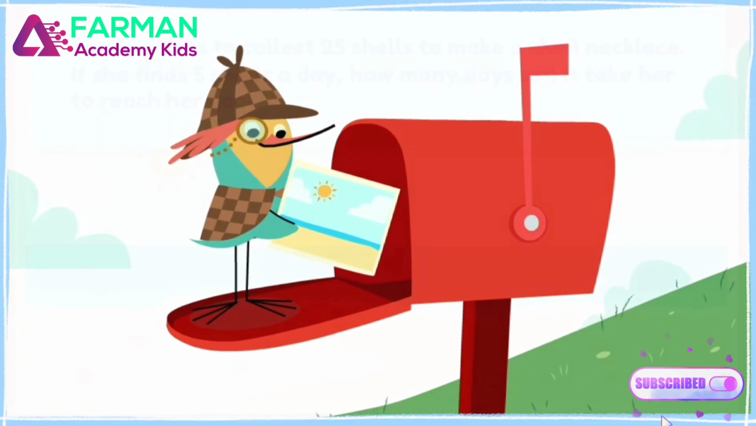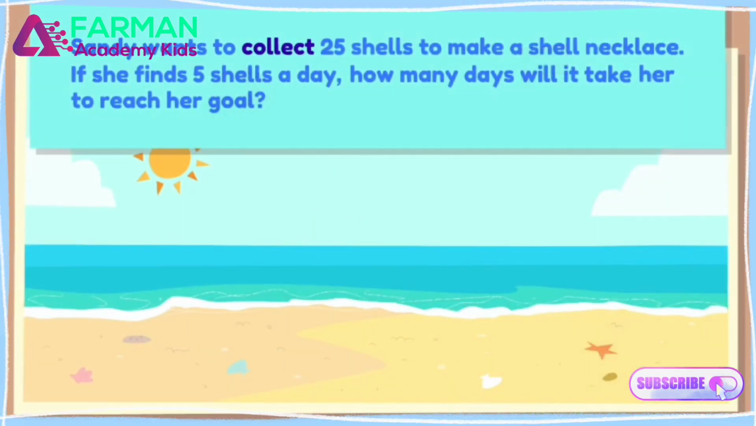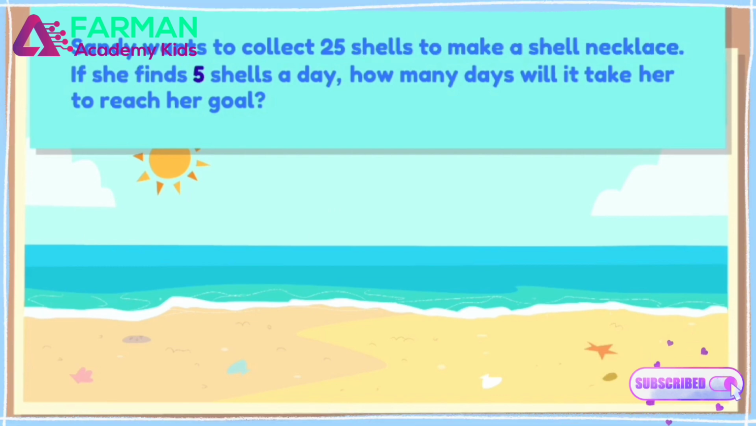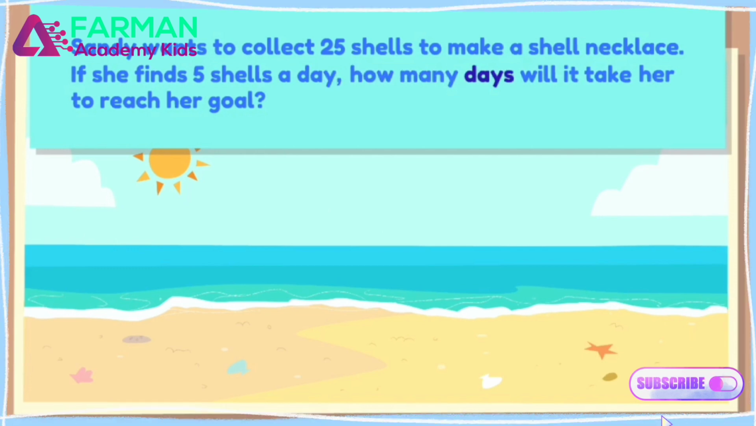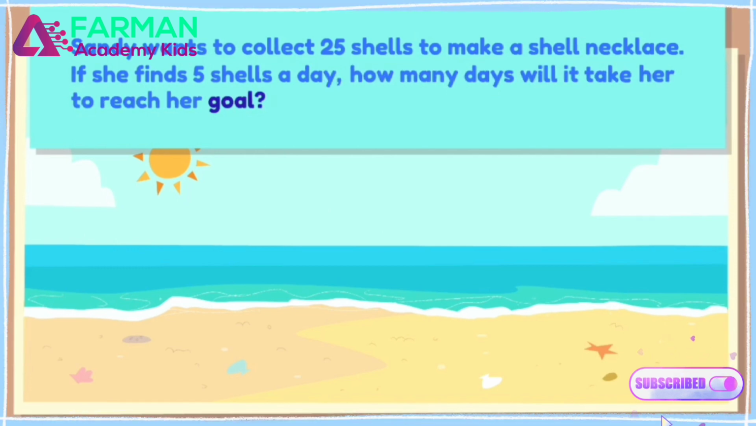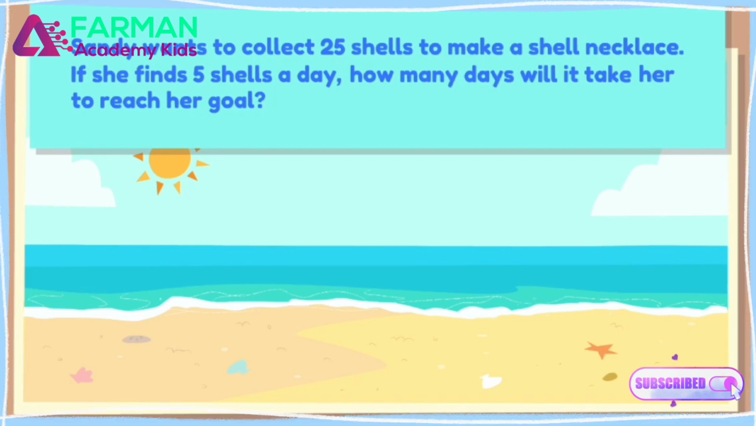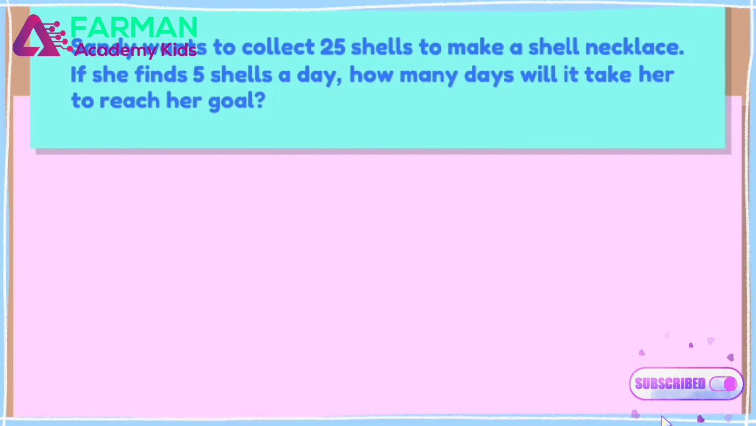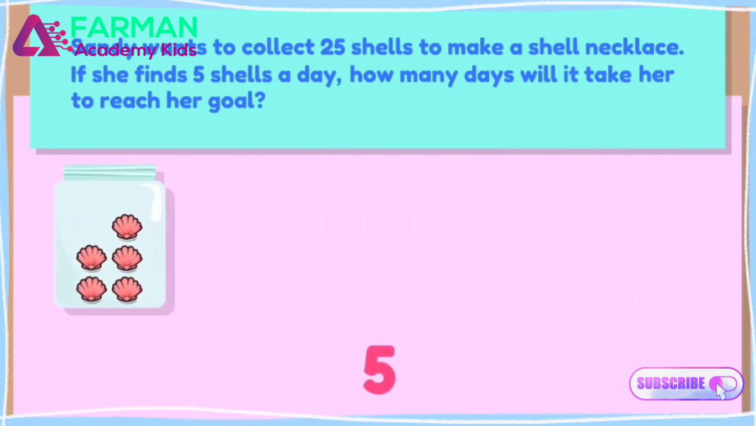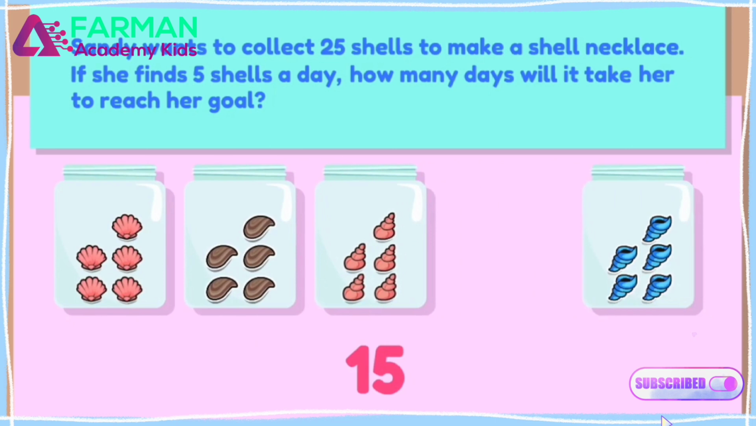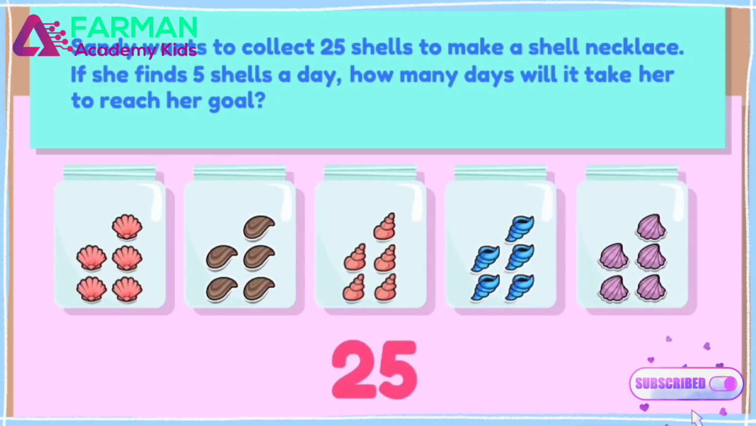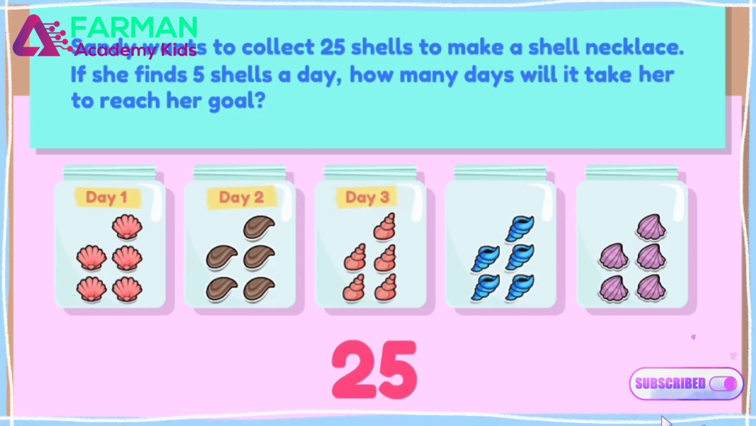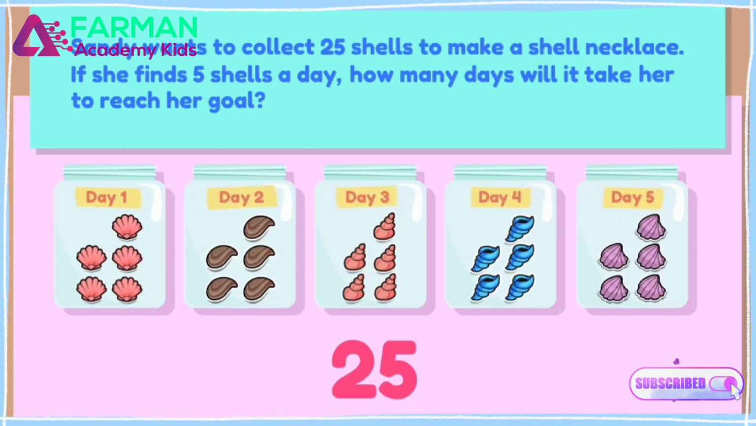Let's solve it. Sandy wants to collect 25 shells to make a shell necklace. If she finds 5 shells a day, how many days will it take her to reach her goal? Let's skip count to find out. Since she finds 5 shells a day, let's count by fives. 5, 10, 15, 20, 25. It will take her 1, 2, 3, 4, 5 days.